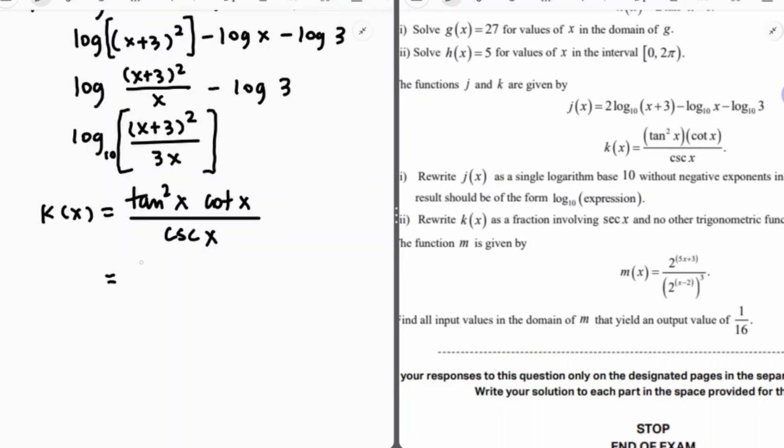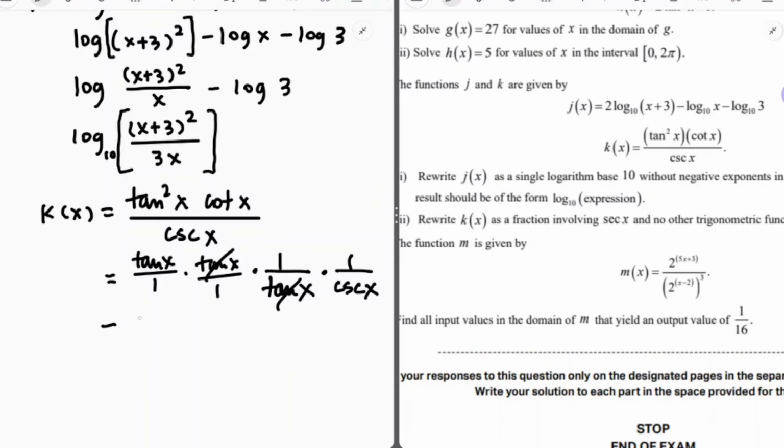Tangent x over 1 times tangent x over 1. Okay, that's my tangent squared. The cotangent is a 1 over tangent. And then cosecant in the denominator, I'll just leave that there for now. Okay, just deal with these tangents. Now I have tangent x over cosecant.